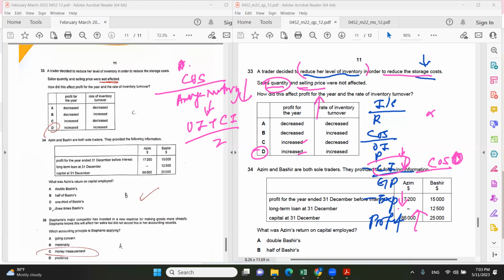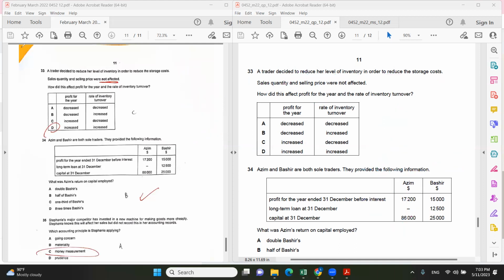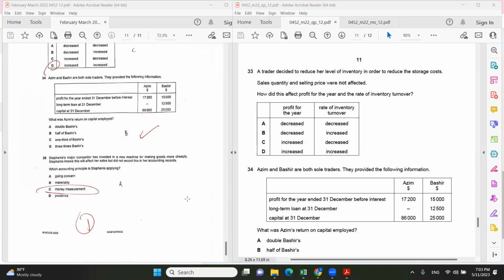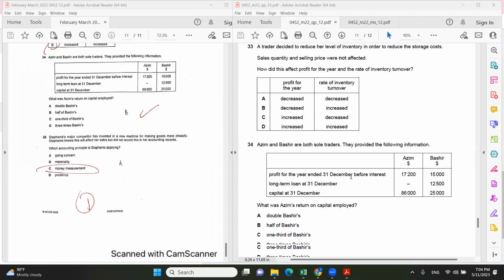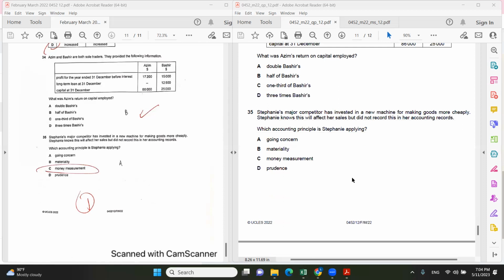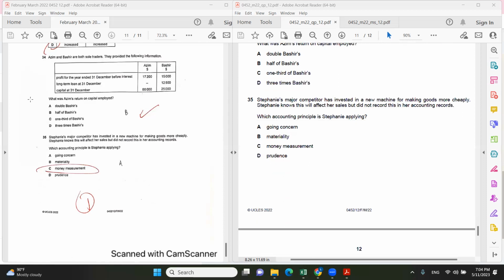Okay, next move on now. This one, question 35. Stephanie's major competitor invests in a new machine for making goods cheaper. Stephanie knows this will affect her sales, but did not record it in her accounting records.